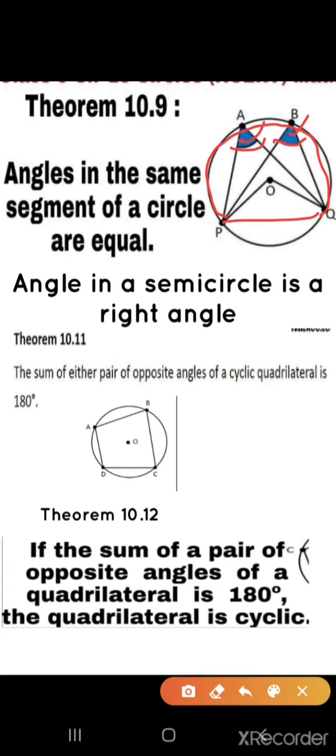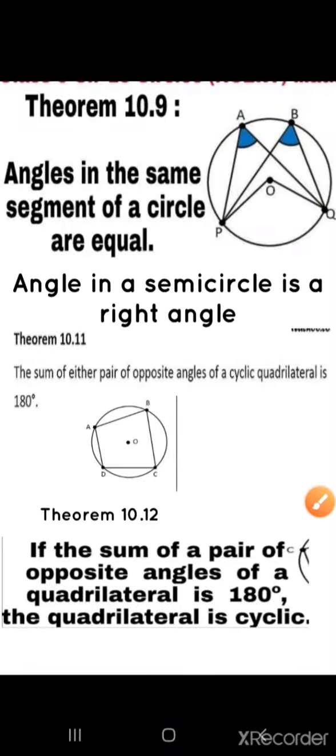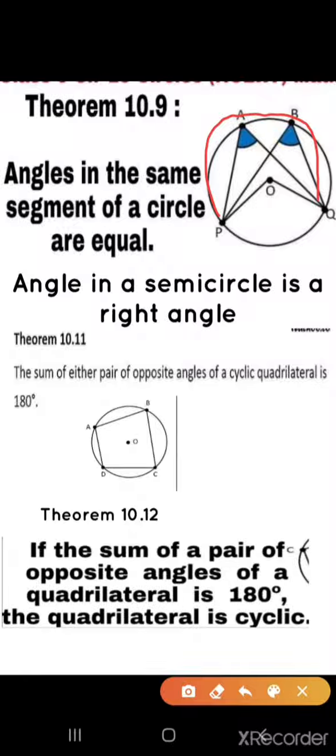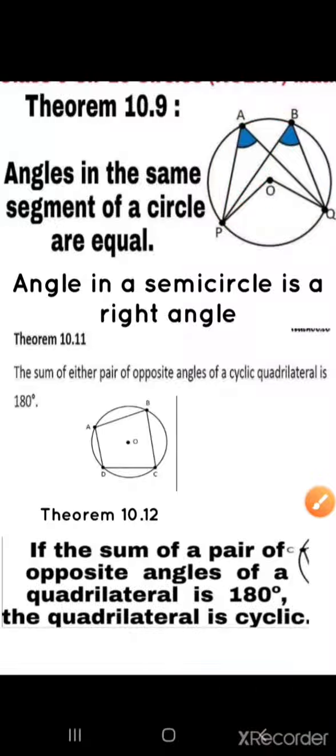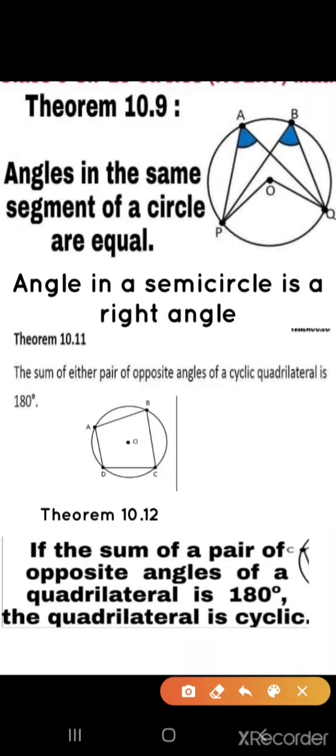And if this is a particular segment, PABQ, this is that segment. Inside that we can find different angles. One angle here like this, then another angle. These are all angles in the same segment, starting from P and ending at Q. And these blue shaded angles are angles in the same segment. These angle measurements are all equal.